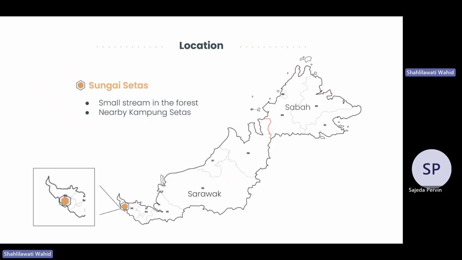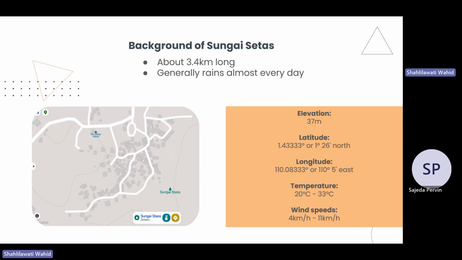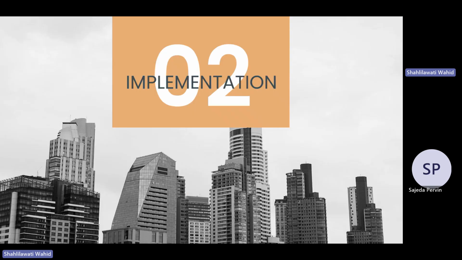Sungai Setas is a small stream in Sarawak. It is located near a village called Kampung Setas, which has about 50 households. Sungai Setas is about 3.4 kilometers long, and it generally rains almost every day. It has an elevation of about 37 meters, and on usual days, the lowest temperature would be 20 degrees Celsius, the highest being 33 degrees Celsius. The wind speeds range from 4 to 11 kilometers per hour.